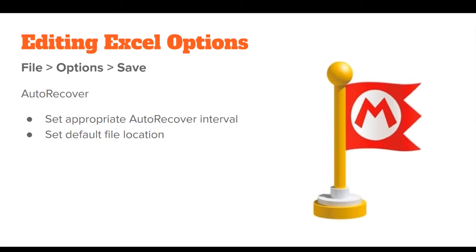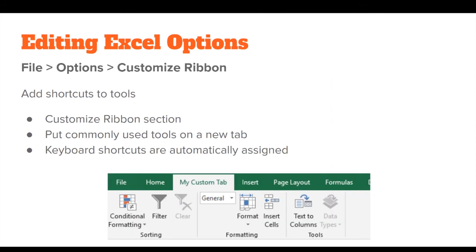You can set it all the way up to every 1 minute, every 5 minutes, every 30 minutes, whatever is most useful for you. And you can also tell it where you want to save this auto recover information. If there is a specific folder that you have in mind, if you want to put it somewhere else, you can definitely make those changes in Excel.